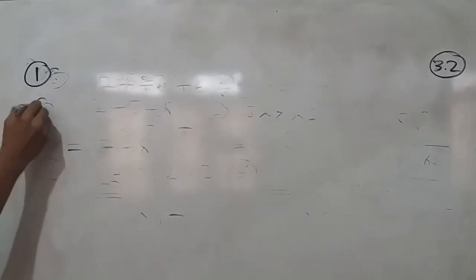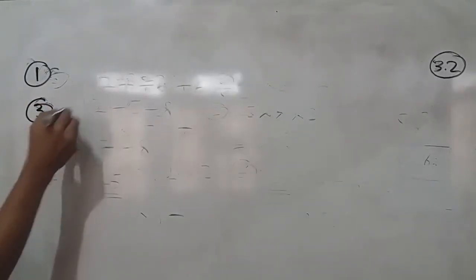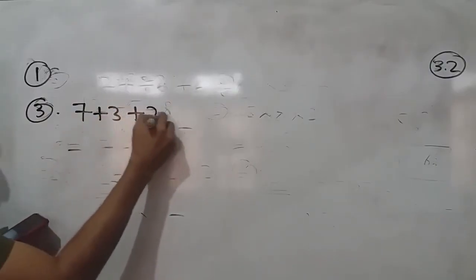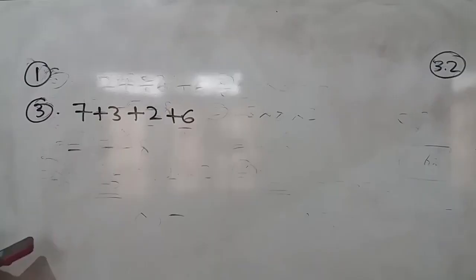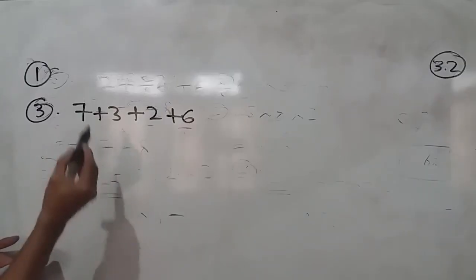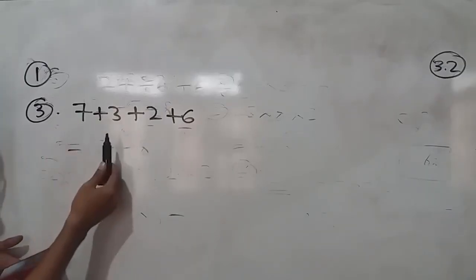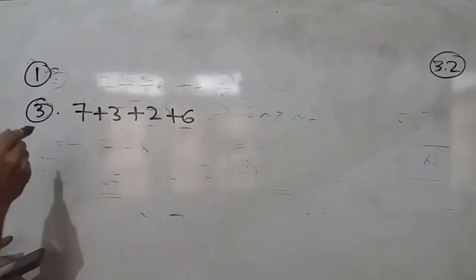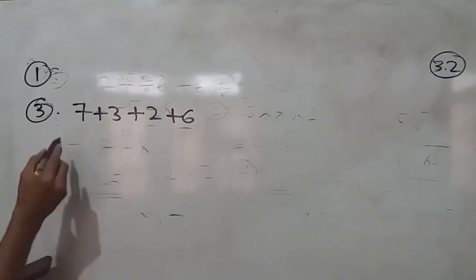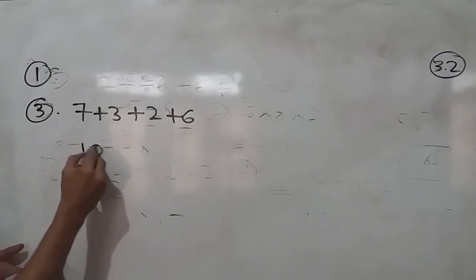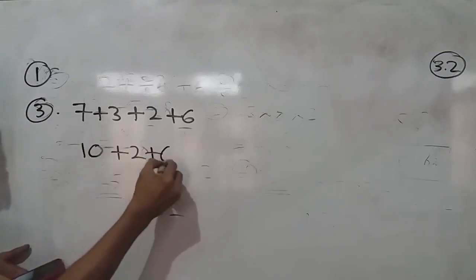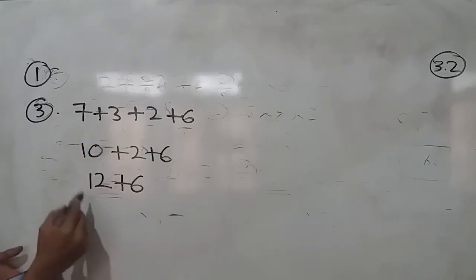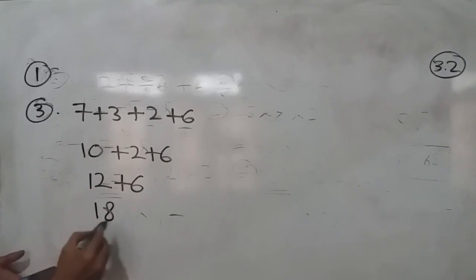The next question, or third part, 7 plus 3 plus 2 plus 6, right? Here also the same thing. So we have only one mathematical operation multiple times, right? So what do we have to do? We have to start from the left, work our way to the right. So 7 plus 3, that is 10. 10 plus 2 plus 6. 10 plus 2, that is 12. Then we have to add the 6. So 12 plus 6, that is 18.